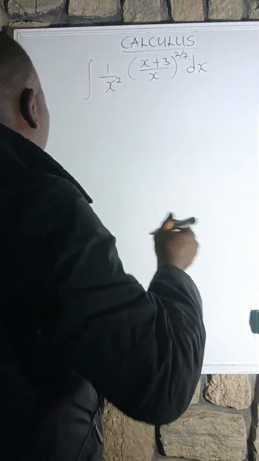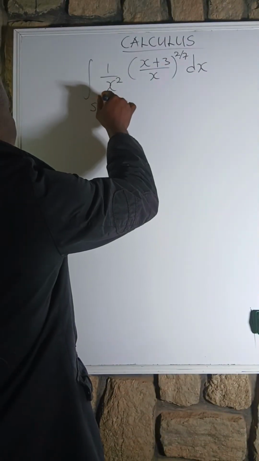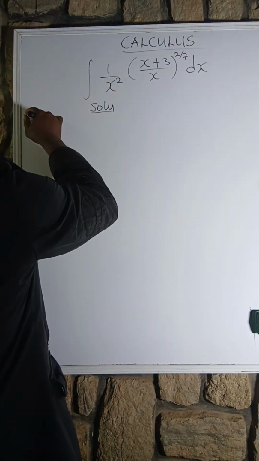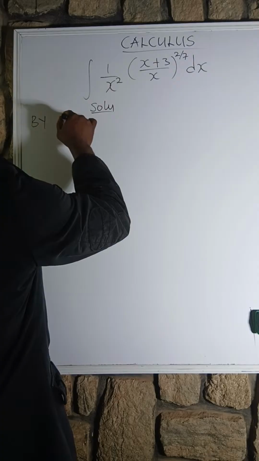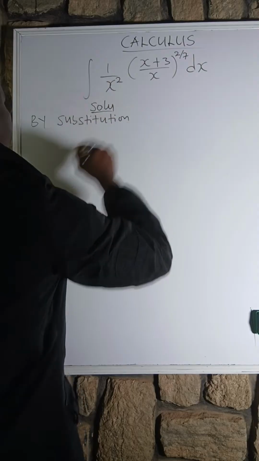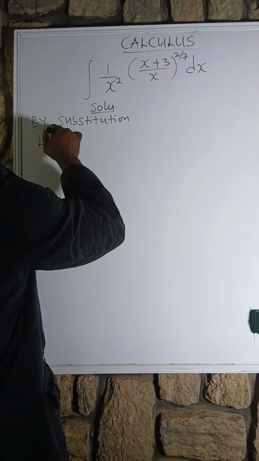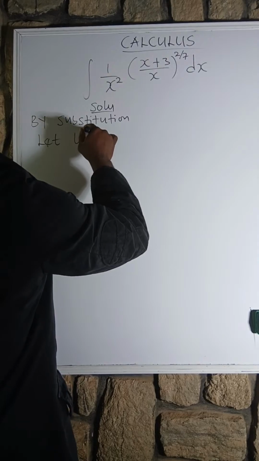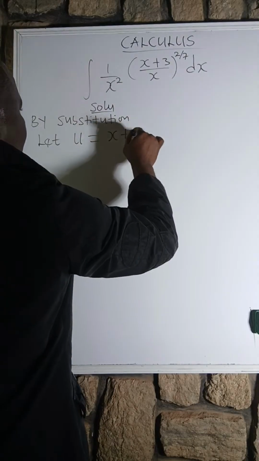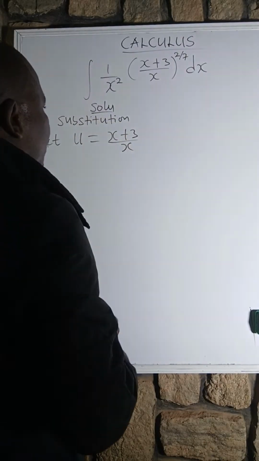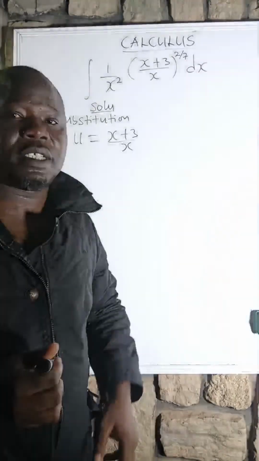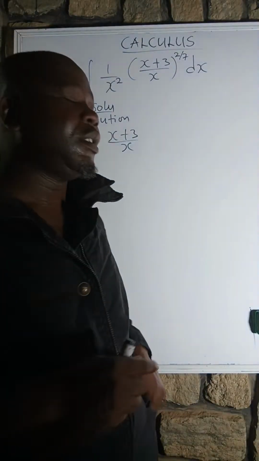Is that clear? So let's go ahead and begin by substitution. It means we are going to let any alphabet, either u equals what is inside this bracket, x plus 3 all over x. Mind you, you are not going to close the bracket and put the power. Please take note, very important. Is that clear?